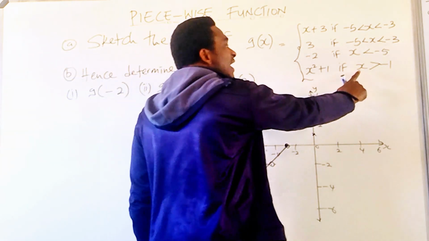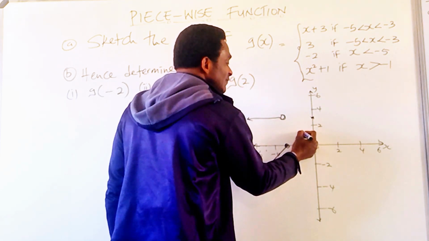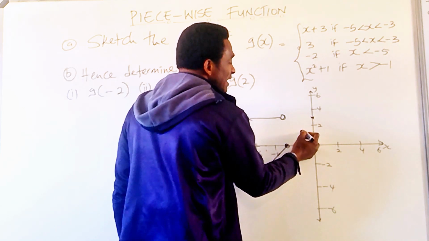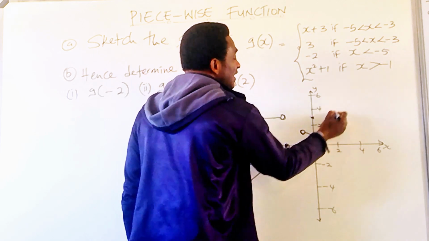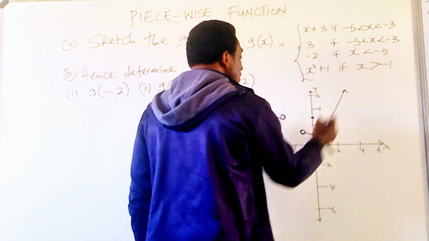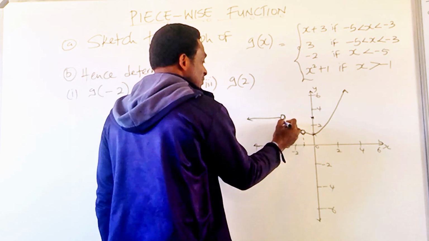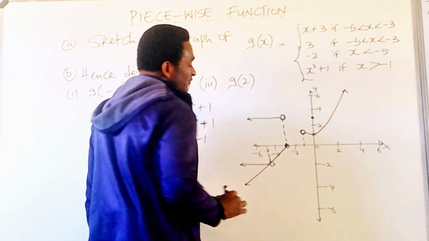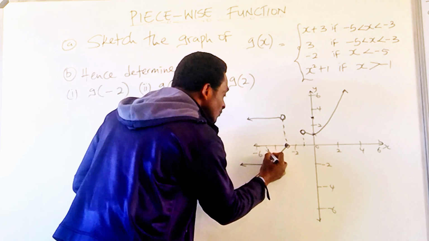x must be a value greater than negative 1. So from negative 1, we have our graph. It must be greater than negative 1. So we can only represent this arm from negative 1. Remember, this is negative 3 and this is at negative 5. So we can only represent this arm.